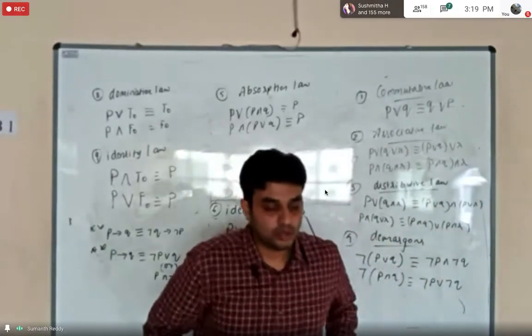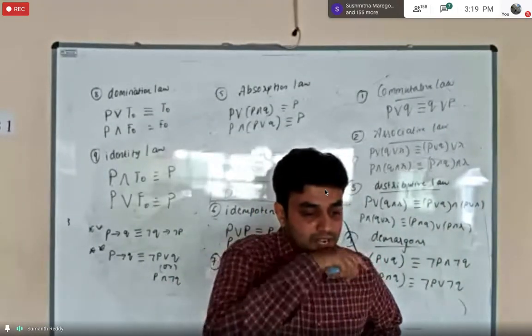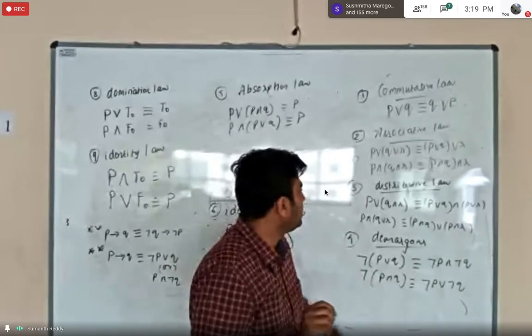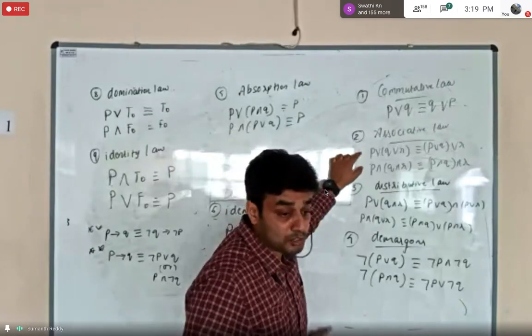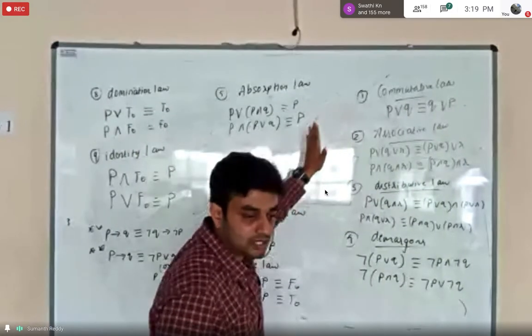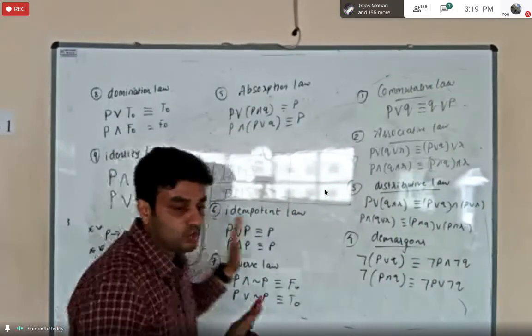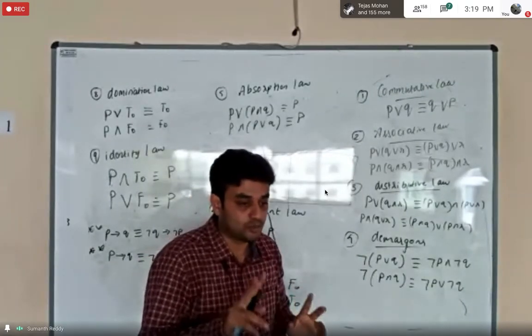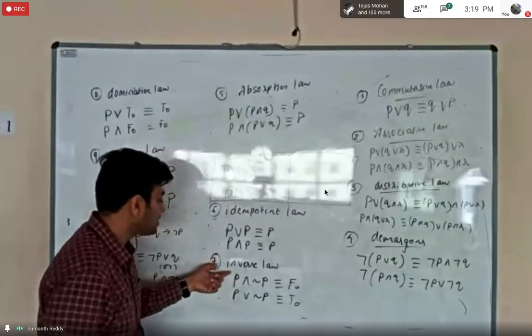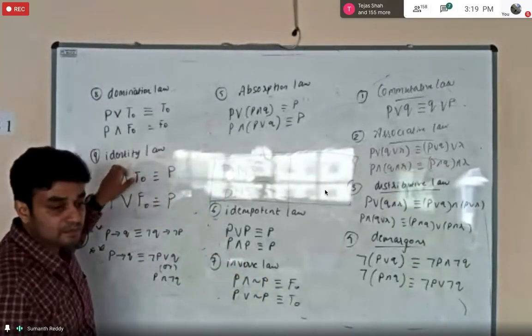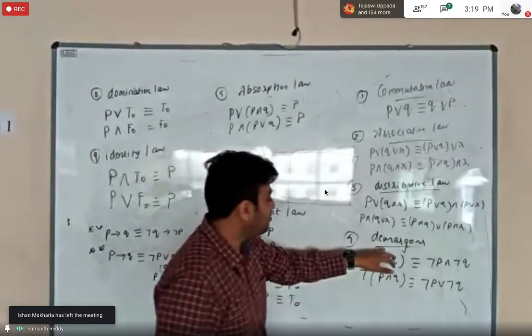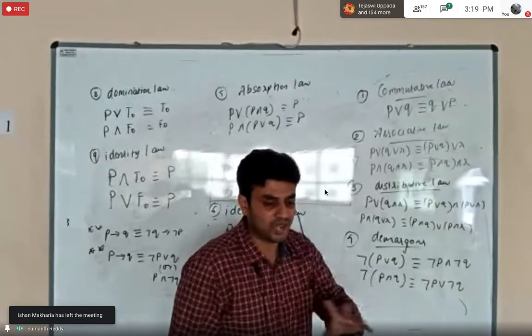Okay, fine. So you keep copying these formulas. Meanwhile, I want to tell you one important thing. When it comes to propositions, in all these laws, every law deals with only two propositions. For example, the inverse law: P and the negation of P. The identity law: P and a tautology. De Morgan's law: P or Q. Like that, you have two propositions.